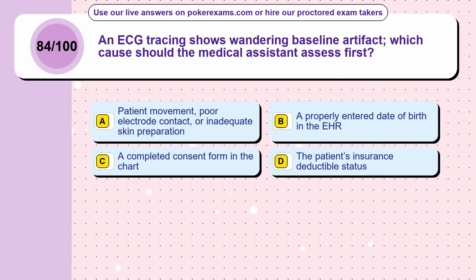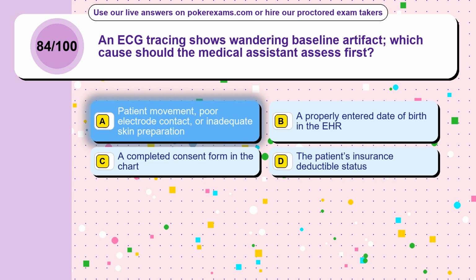Question 84. An ECG tracing shows wandering baseline artifact. Which cause should the medical assistant assess first? Option A. Patient movement, poor electrode contact, or inadequate skin preparation. Option B. A properly entered date of birth in the chart. Option C. A completed consent form in the chart. Option D. The patient's insurance deductible status.